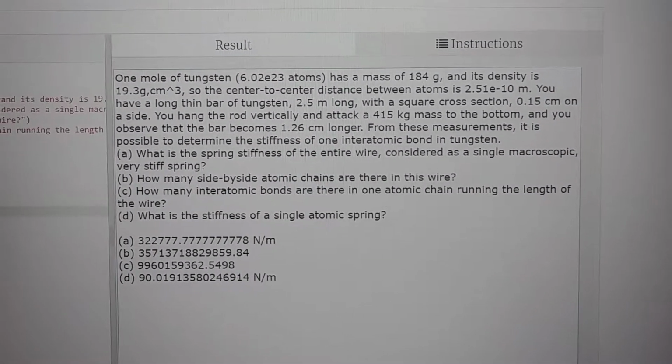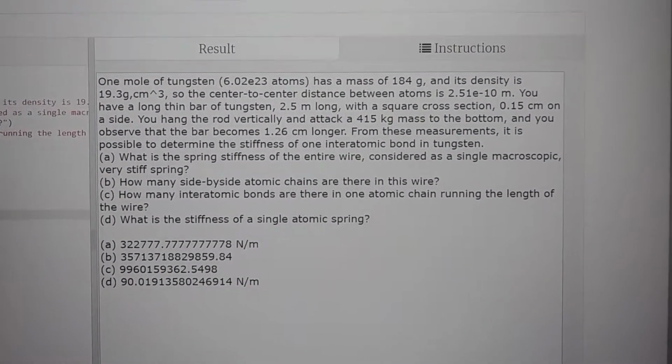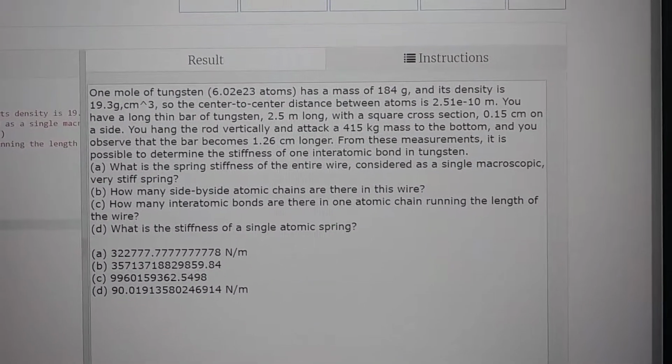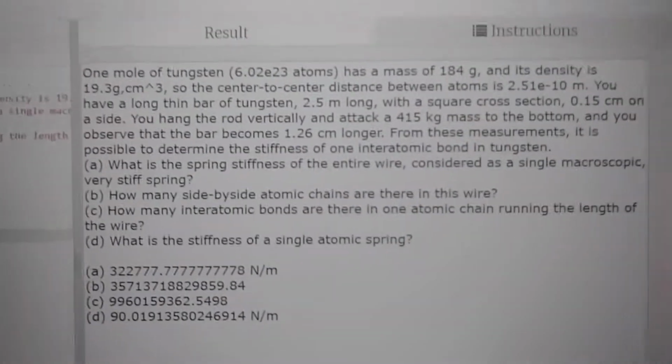Hi, my name is Nicholas Manchester, and I completed my numerical calculation on finding the spring stiffness of a single atomic bond. This is the problem.